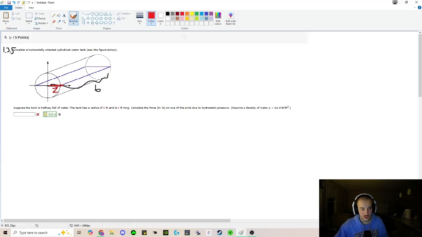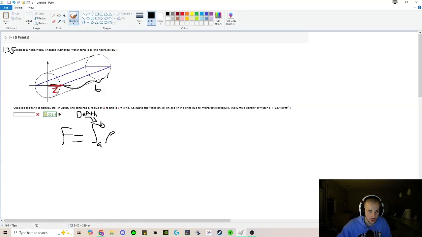So our hydrostatic pressure equation is going to be F equals the integral from a to b, and this is your depth, same as our tank pumping problem. We're going to have our depth, and then we're going to have a rho of y. I guess rho normally doesn't change. Rho times L of y. So L is going to be the length of your face.